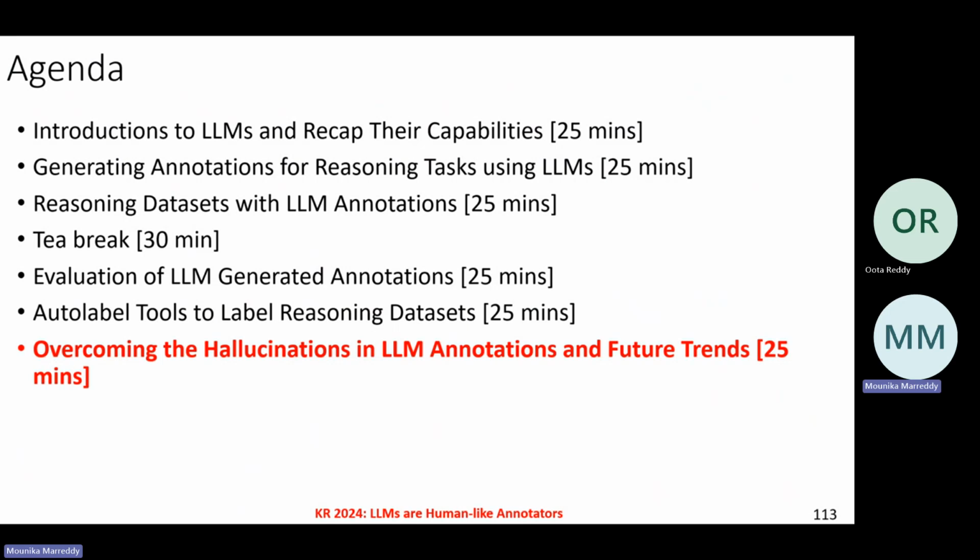Having explored auto-label tools that assist in labeling reasoning datasets, we have seen how these tools can significantly streamline the annotation process by leveraging the power of LLMs. Auto-labeling not only saves time, but also helps in scaling up dataset creation, which is crucial for advancing our research and application. However, while these tools offer immense benefits, they also bring certain challenges. One of the issues is the phenomenon of hallucinations in LLM-generated annotations.